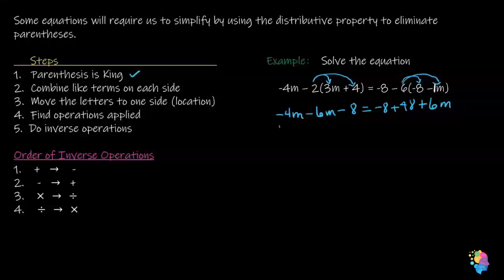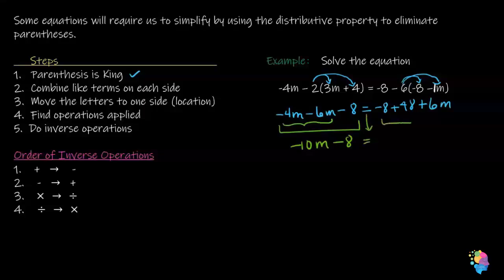On the left side, if I just look at the left side alone, I see that these first 2 are like terms. They both have m's. So I have -4, -6. Because I have the same sign, I add and keep the sign. So 4 plus 6 will be 10. That's minus. Don't lose the variable. Bring down the -8. Now I cannot combine those 2 because one has a letter and the other one doesn't. Don't lose your equal sign.